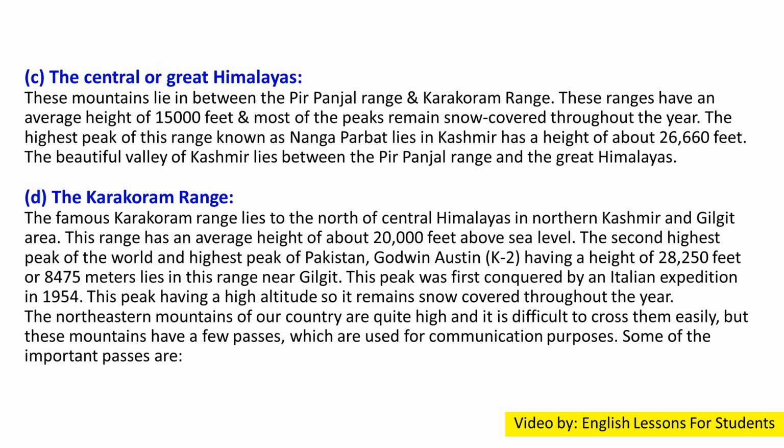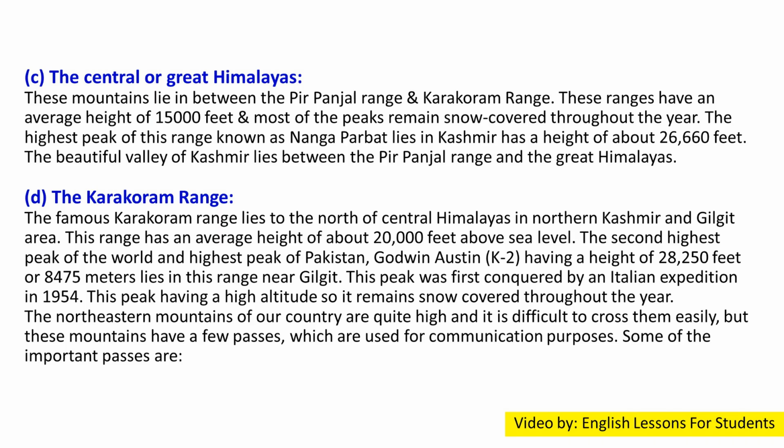4. The Karakoram Range. The famous Karakoram Range lies to the north of the Central Himalayas in northern Kashmir and Gilgit area. This range has an average height of about 20,000 feet above sea level. The second highest peak of the world and highest peak of Pakistan, Godwin Austen K2, having a height of 28,250 feet or 8,475 meters, lies in this range near Gilgit. This peak was first conquered by an Italian expedition in 1954. Having a high altitude, it remains snow covered throughout the year.